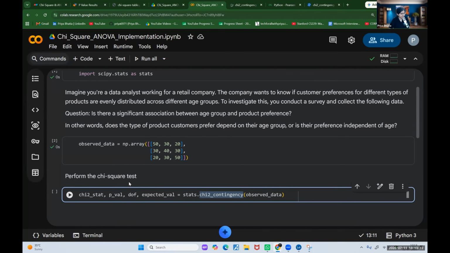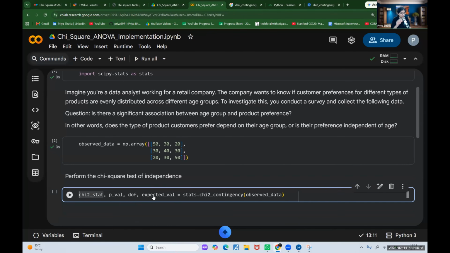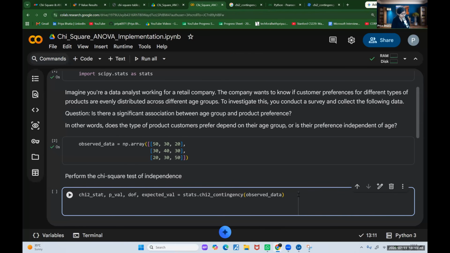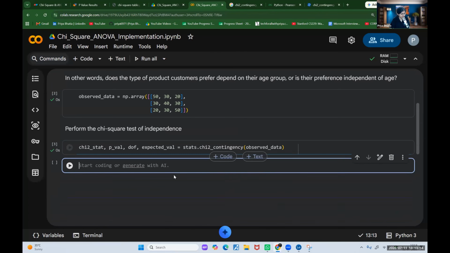So what we are doing is performing the chi-square test of independence, to understand whether the two fields that we have, which are products and age, are independent or not. So I have used that contingency function. Now you will be amazed to see, when you try to print the different values, or maybe I will do it in the next phase, what the value of the chi-square stat is.